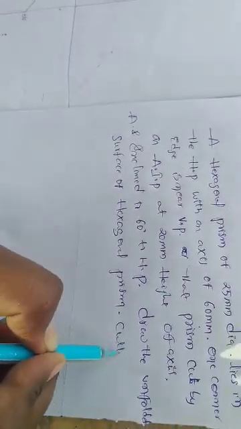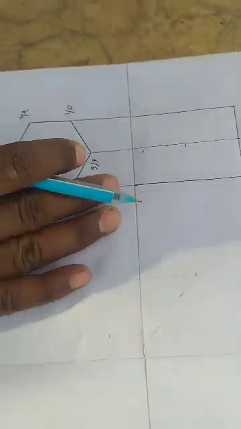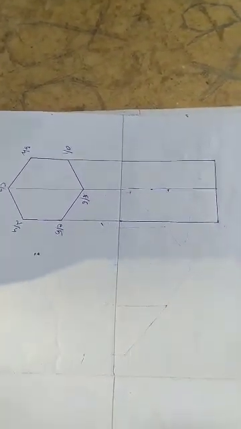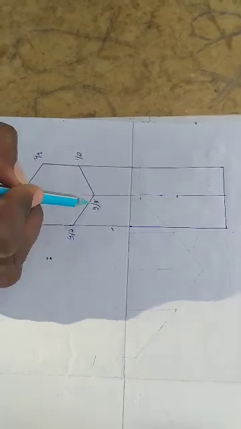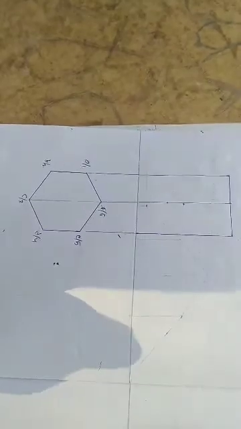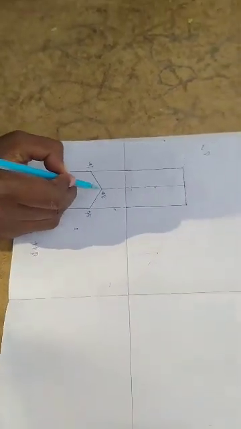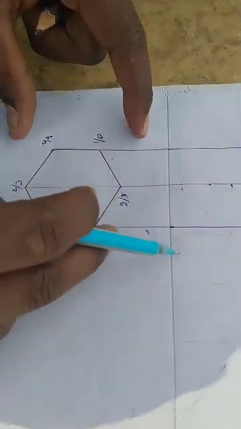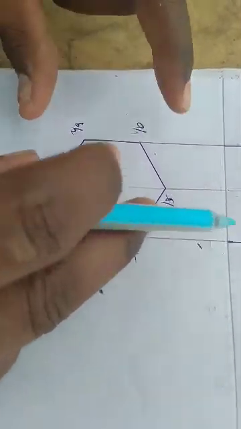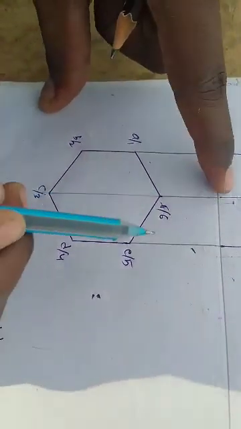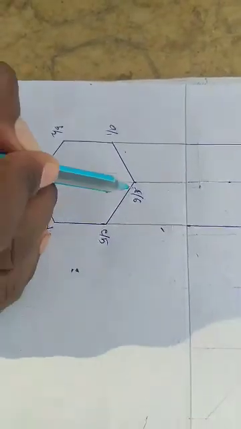Next, this is a simple projection of a hexagonal prism when one corner edge is near to the vertical plane. This is the vertical plane, this is the horizontal plane. One corner edge near to the vertical plane means the prism looks like this. You have to draw it this way.